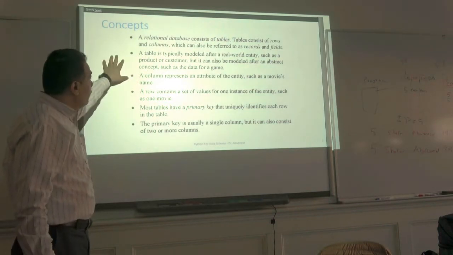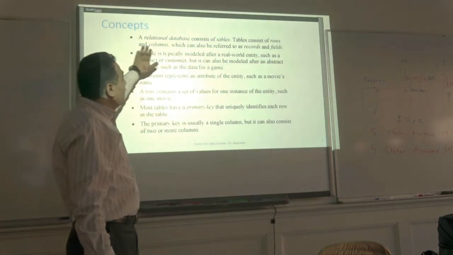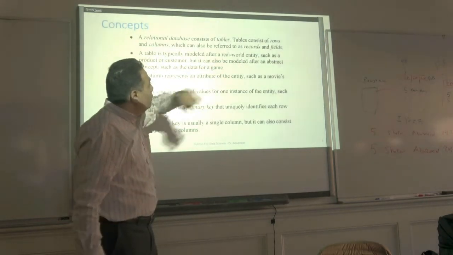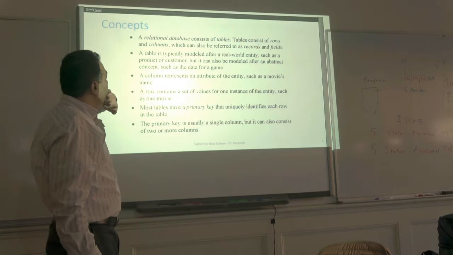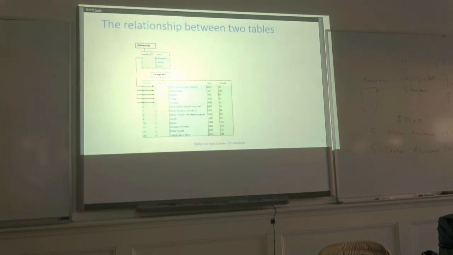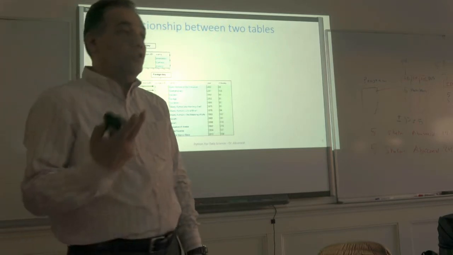You could go over it. So a relational database consists of tables. Tables consist of rows and columns, which can also be referred to as records and fields. Okay? So in here, there are two tables. In this database we are working on, in the textbook, there are two tables.